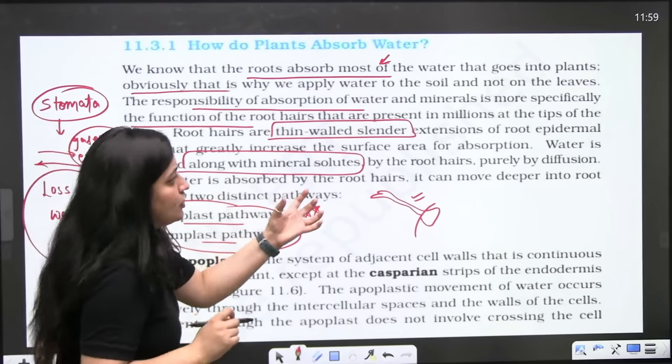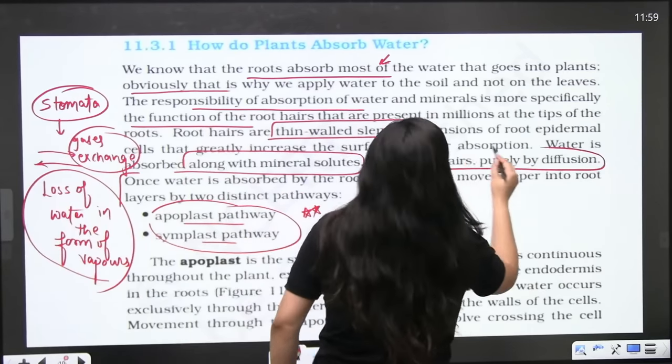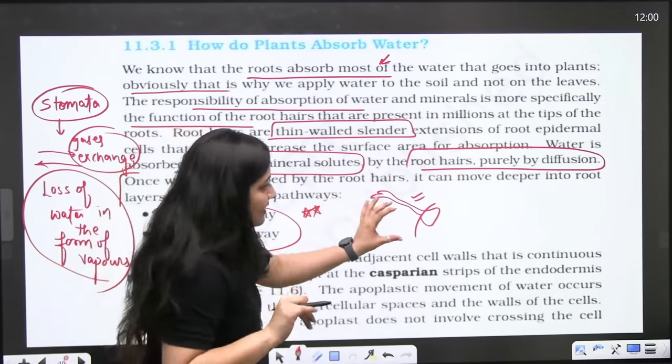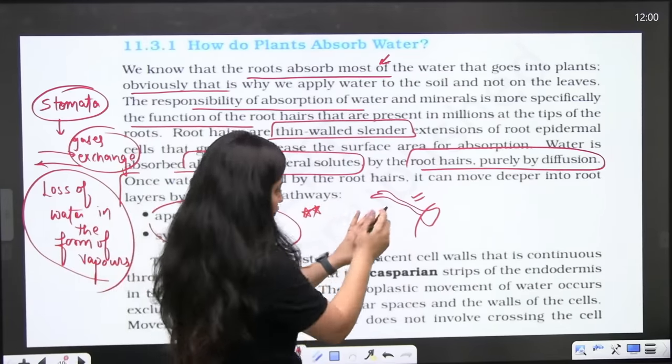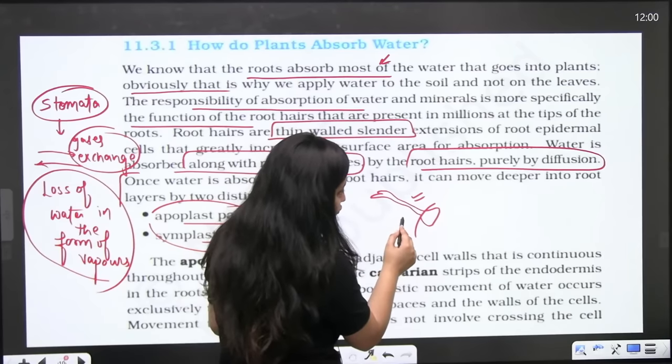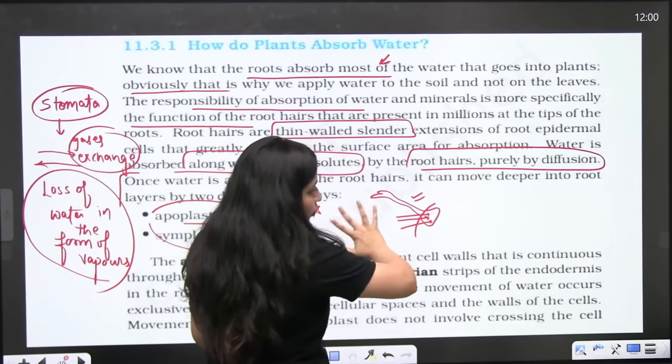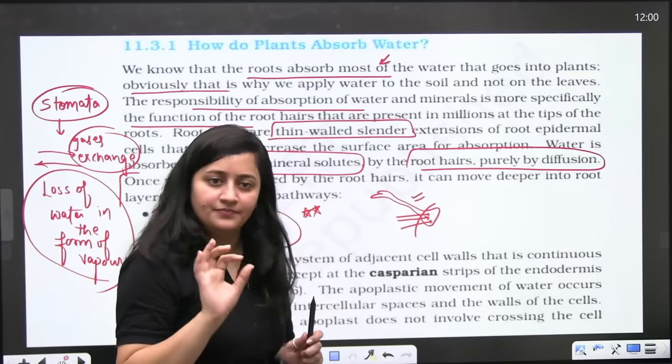See, water absorption by the root here is purely by diffusion. Right? Actually, root hairs have a very good mechanism. What they do is actively absorb some minerals, and then water will come. This is the trick.